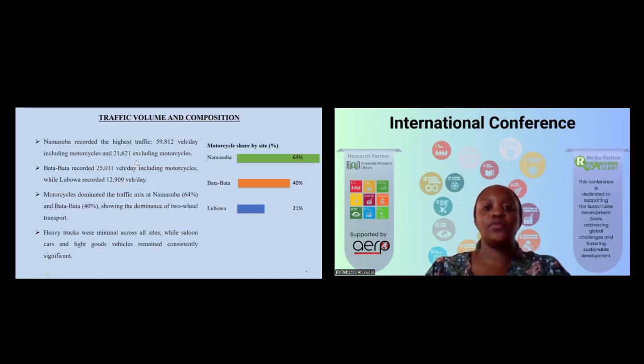From my results, it was found that Namasuba, which was the starting point of the section that I considered, had the highest traffic, totaling an average daily traffic of 59,000 vehicles, with the endpoint at Lubowa having a total ADT of 12,909 vehicles per day. The traffic composition was dominated by motorcycles, with saloon cars and light vehicles remaining consistently significant, and heavy trucks had minimal presence on all these sites.